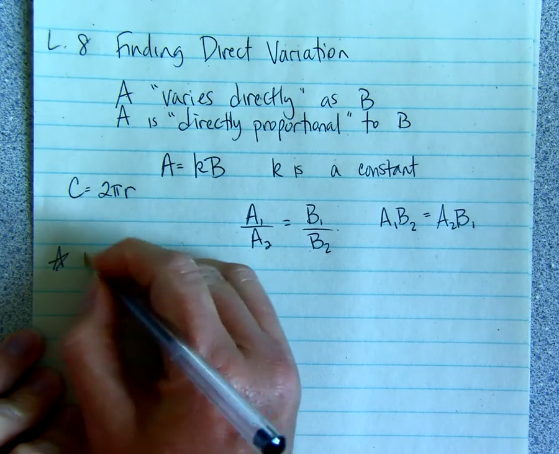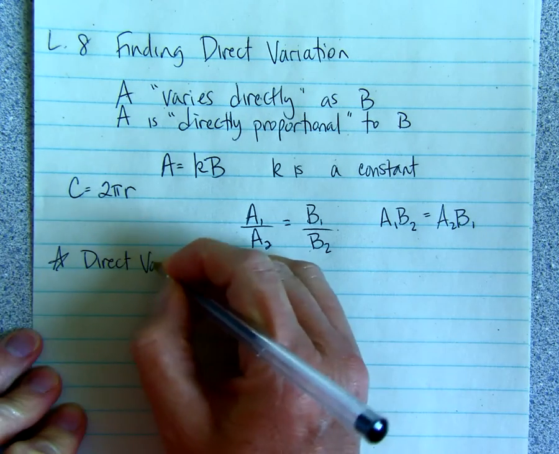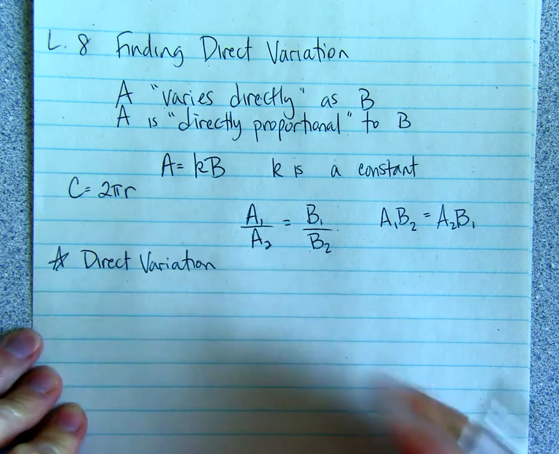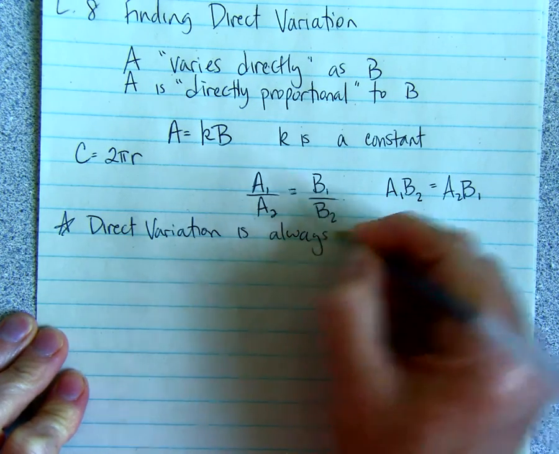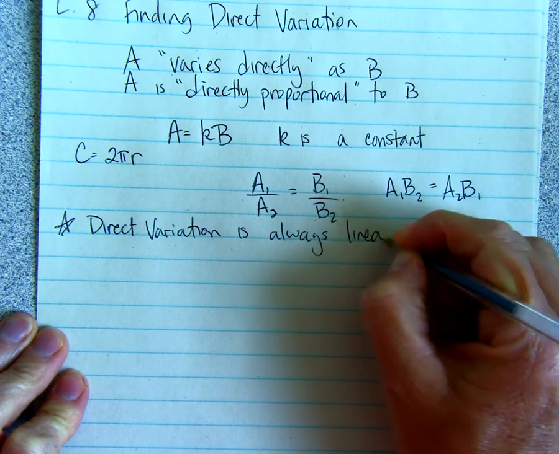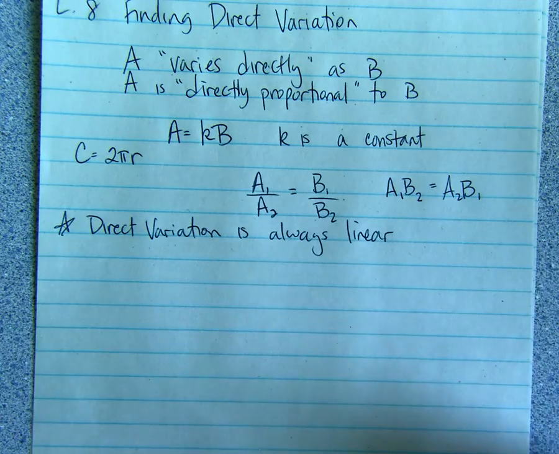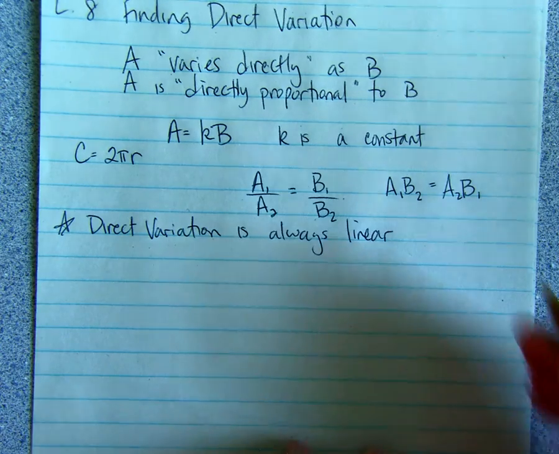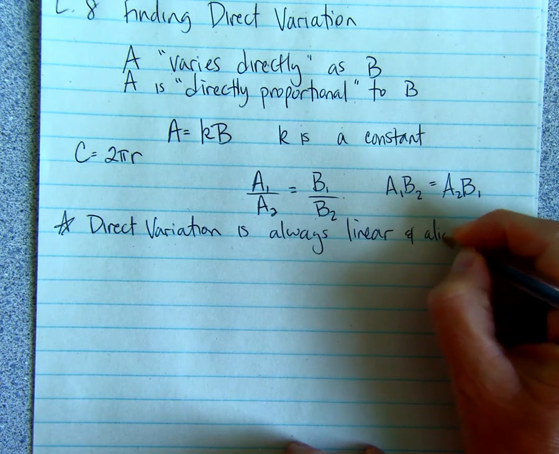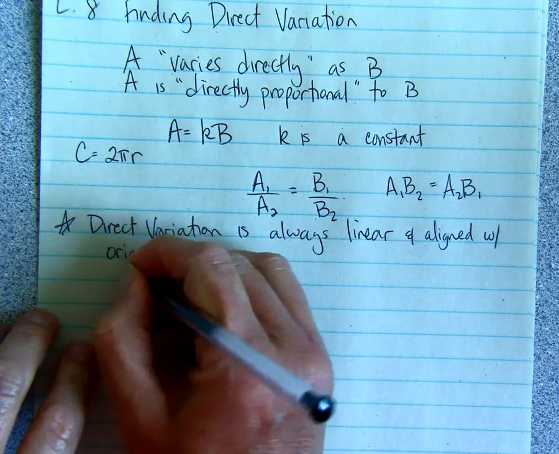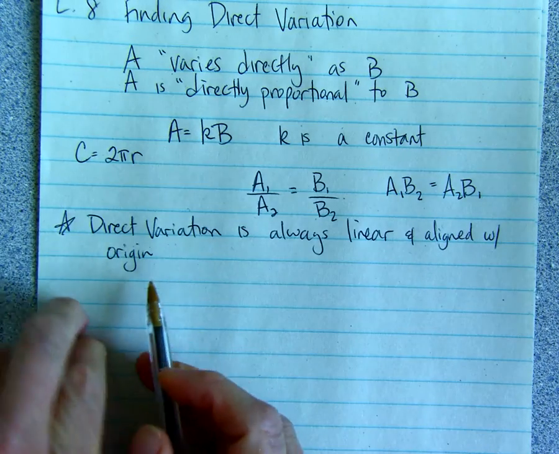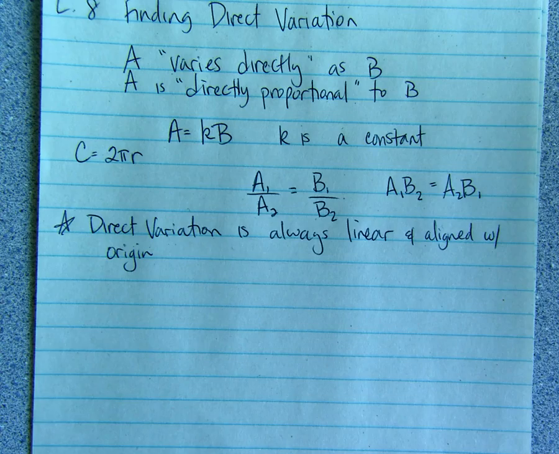One thing to remember is direct variation is always linear. So if we were to graph our direct variation, we would get a straight line, and it will go through the origin. In other words, the y-intercept would be equal to 0.